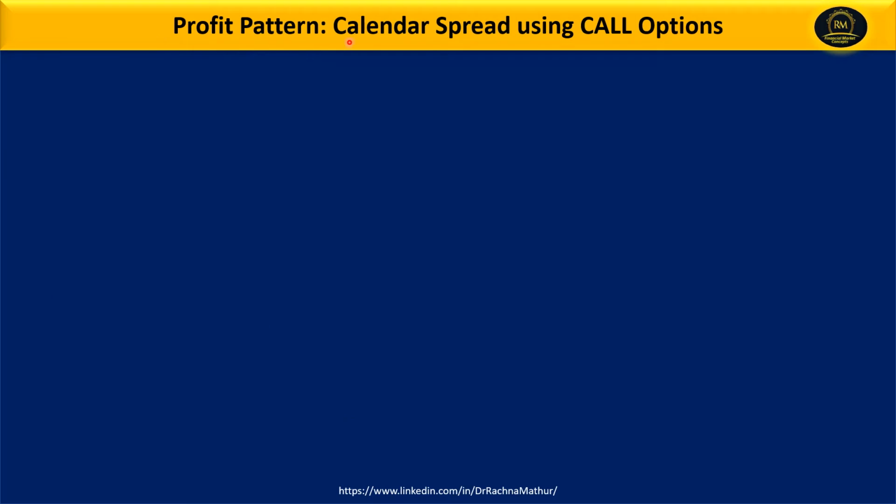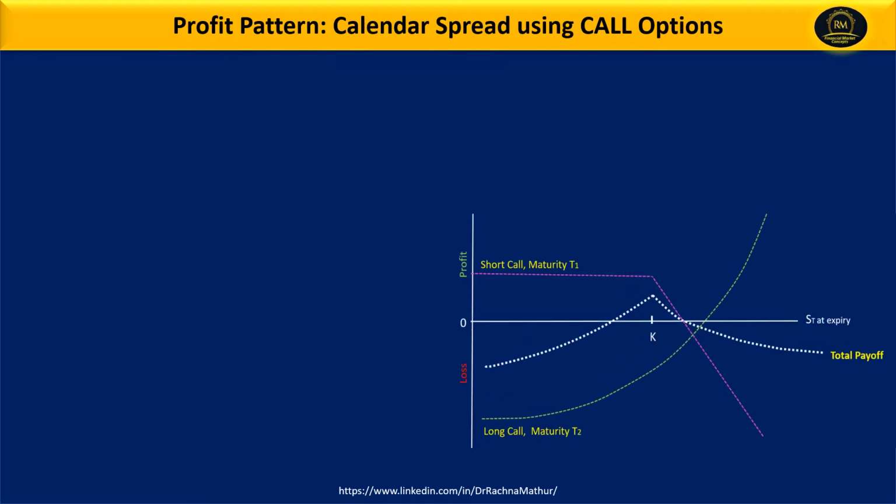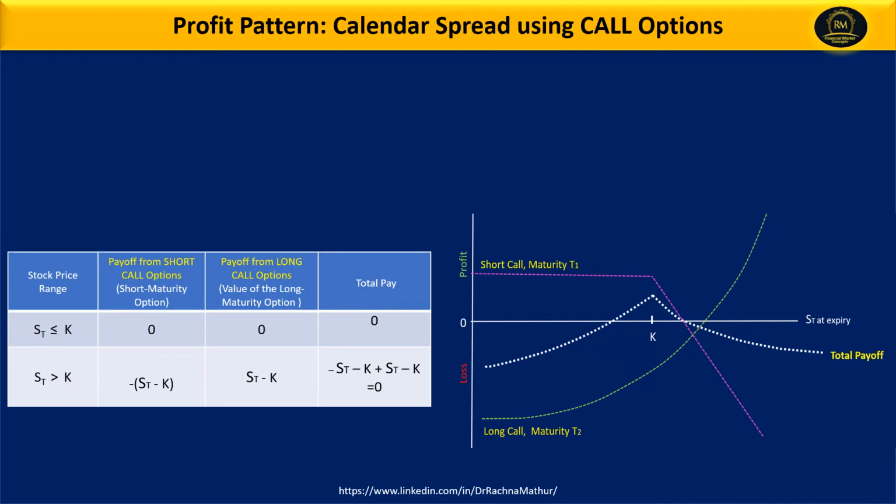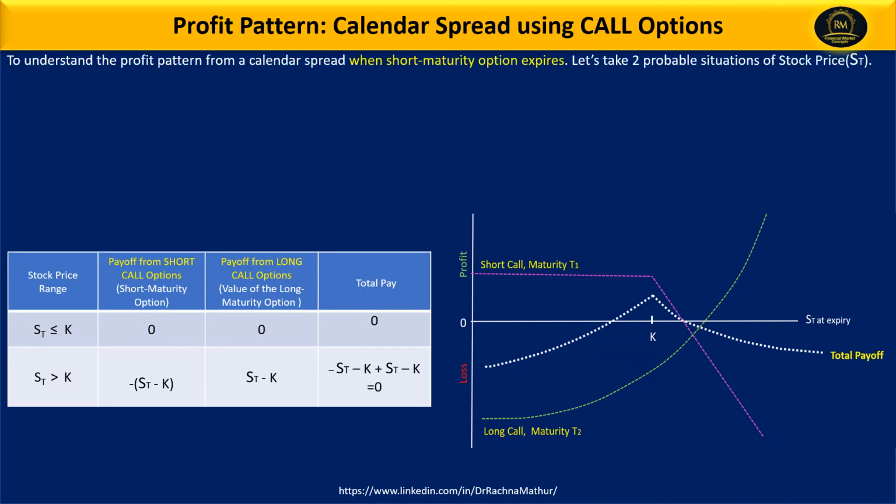Let us find out the profit pattern from the calendar spread using call options. So we have discussed the figure already. This is the calendar spread using call options, short call and long call. Now we will discuss the payoff table of the calendar spread using call options. To understand the profit pattern from the calendar spread when the short maturity option expires, let's take two probable situations of the stock price at the time of expiration.